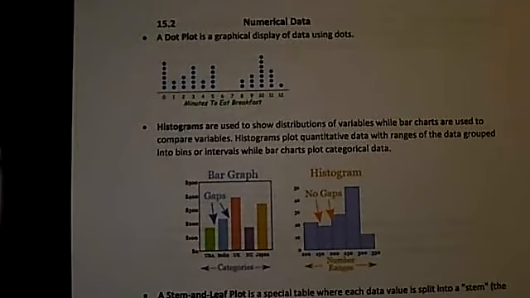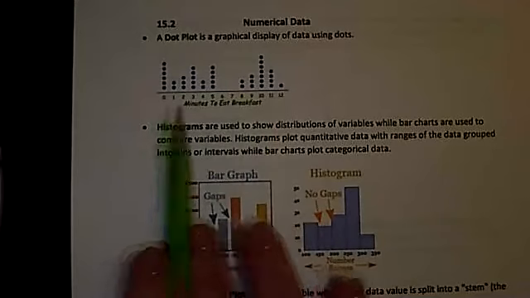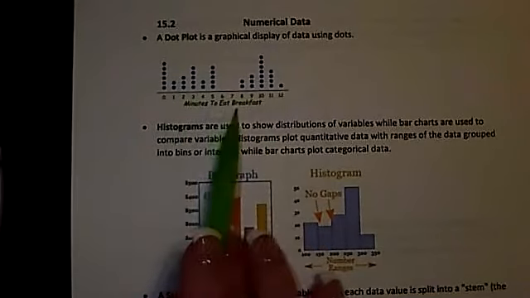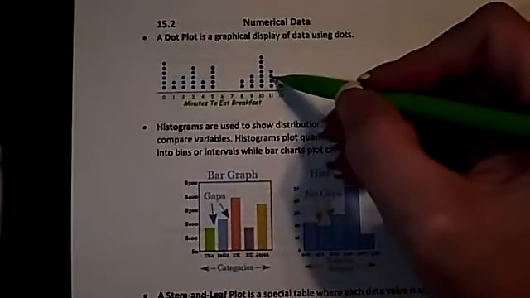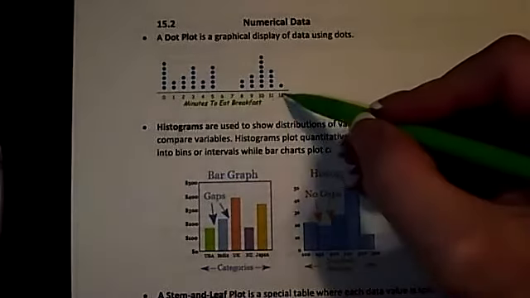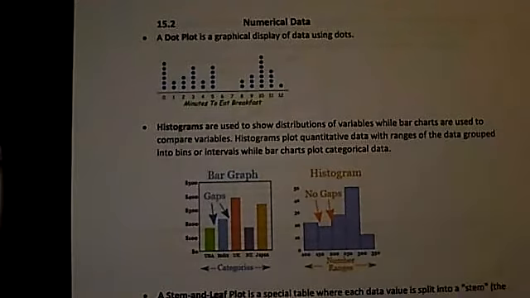So now we're going to talk about the numerical type of data. A dot plot is just like organizing a group of data, but it's numerical. So I'm saying in here that for the minutes to eat breakfast, there's 1, 2, 3, 4 of them that take 11 minutes. There's one of them that takes 12 minutes. All right, so that's a dot plot.